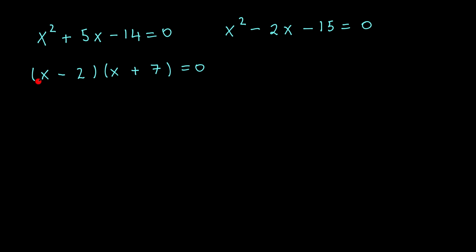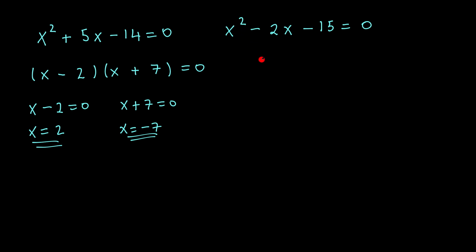So now, the next step would be, of course, to find the values of x which will make this expression 0. Once again, we have two possibilities. Either x minus 2 is equal to 0, therefore x is equal to 2. And if x plus 7 is equal to 0, that means x is equal to minus 7. So these are my two solutions for this quadratic equation.